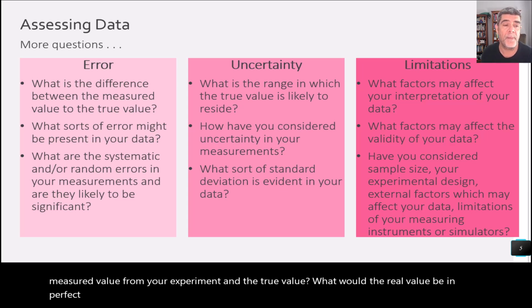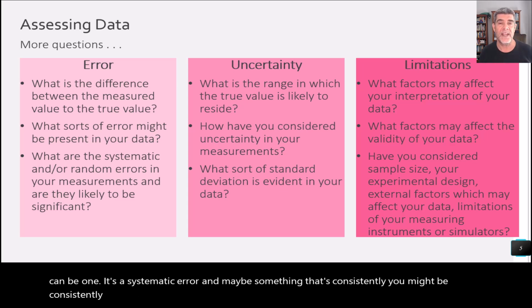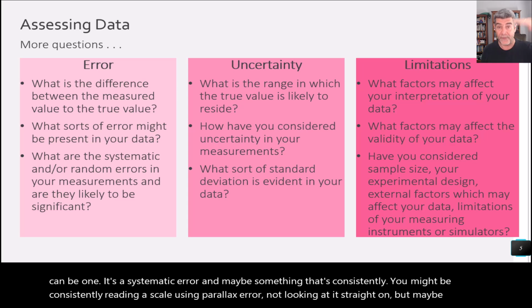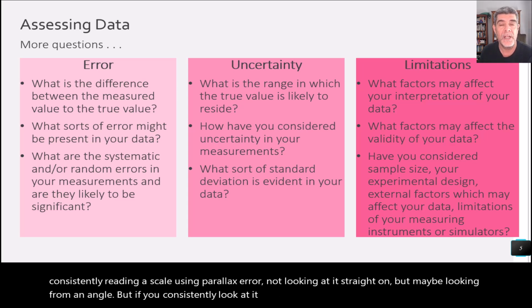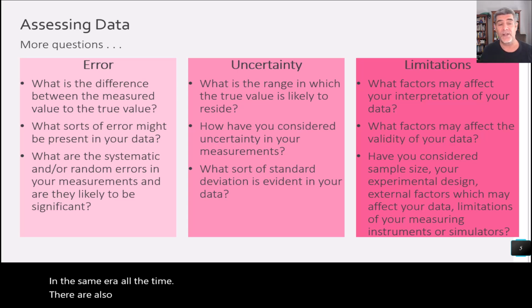What sort of errors might be present in your data? And yes, human error can be one. If it's a systematic error, it may be something like consistently reading a scale using parallax error, not looking at it straight on, but maybe looking from an angle. If you consistently look at it from the same angle, then you're making the same error all the time. There are also random errors that can creep in as well.